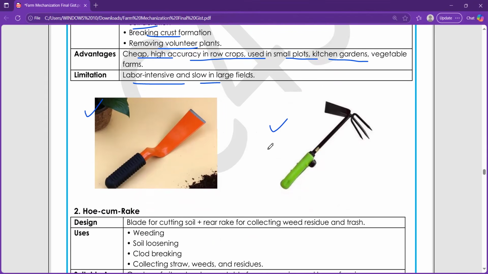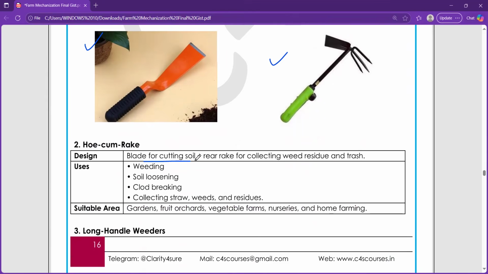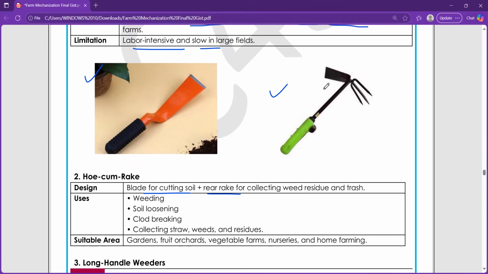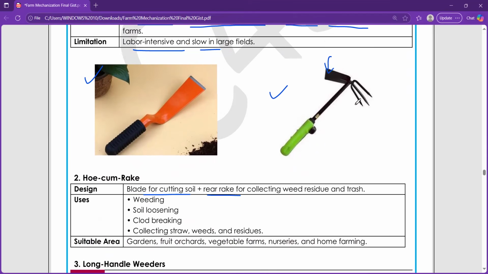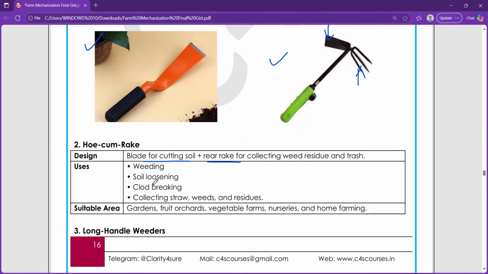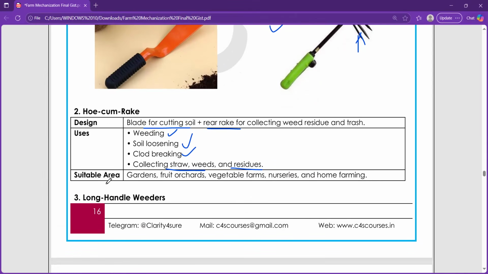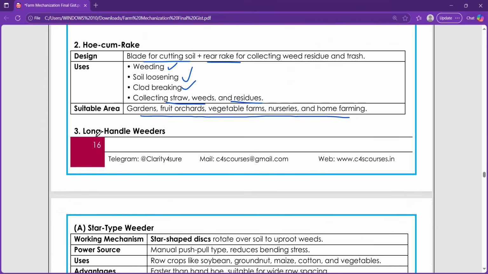And this is the hoe cum rake. It has a blade for cutting the soil, and a rear rake for collecting the weeds. So from here you cut the soil, and from here you use the rake for collecting the weed residue and trash. Its uses are weeding, soil loosening, clod breaking, and collecting straw, weeds and residues. It is suitable for gardens, fruit orchards, vegetable farms, nurseries, and home farming.